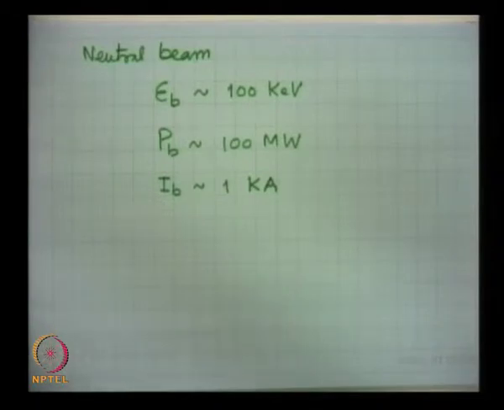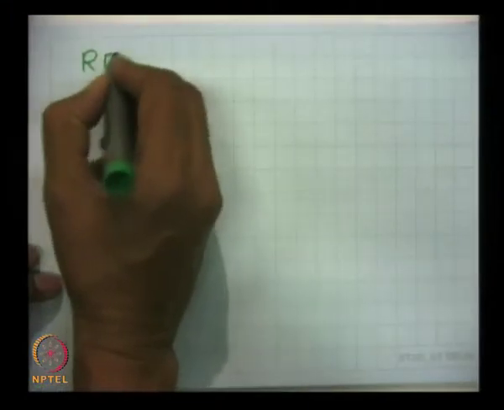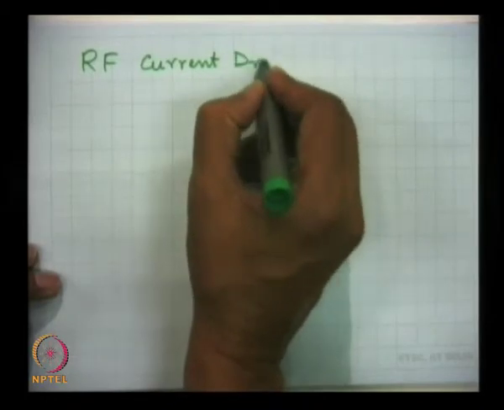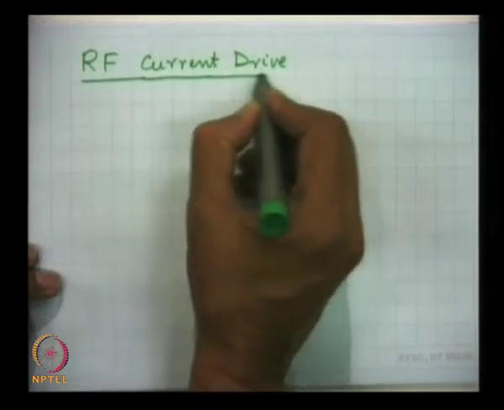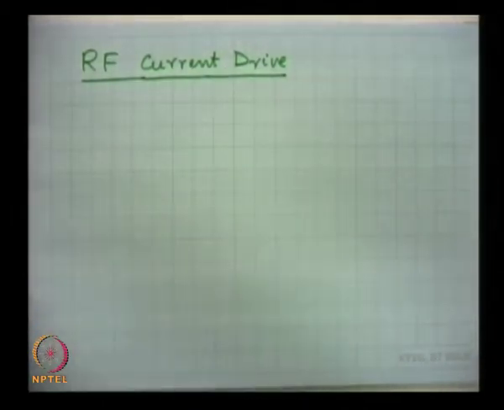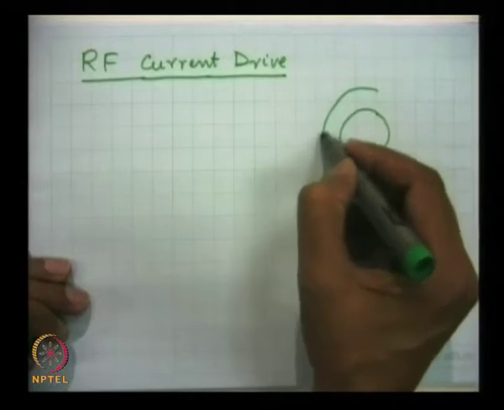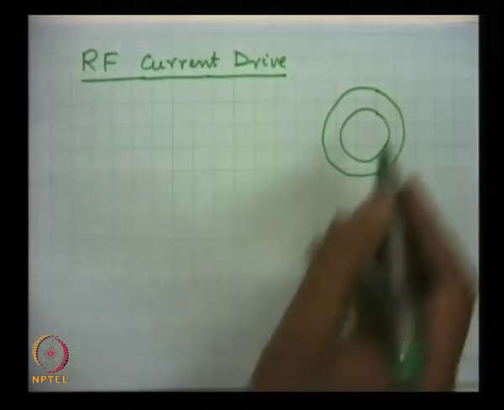Now, before I go into the neutral beam heating, let me talk something about the current drive by using RF in the plasma. RF current drive. Yesterday, I mentioned to you that in a tokamak, if you want to draw a toroidal current, then it will be preferred if the current is carried by energetic particles.